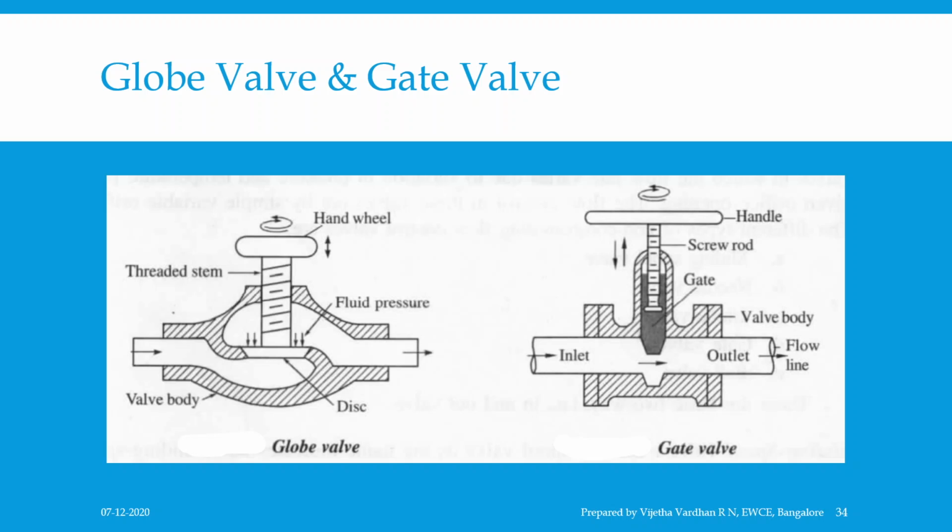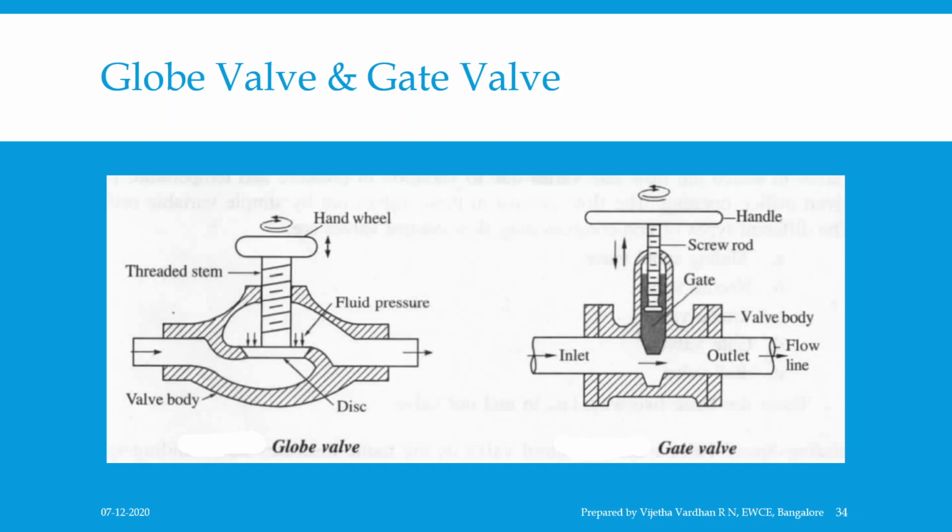Then coming to the next type of valve, that is called a globe valve. This is also a basic two-way valve. This consists of a circular disc at the end of a threaded stem. The threaded stem engages with the inner threaded portion of the body, which you can observe in this figure on the left hand side.